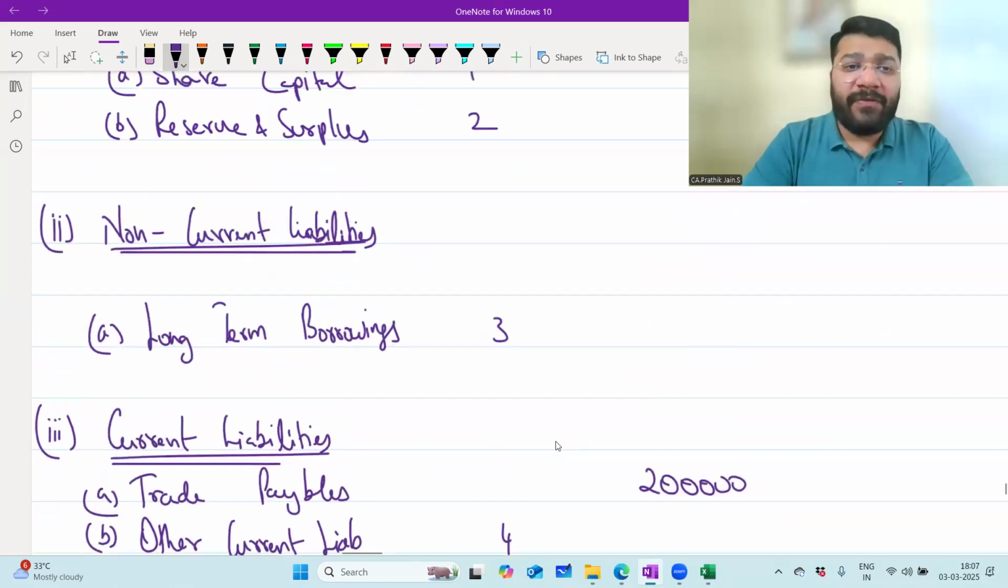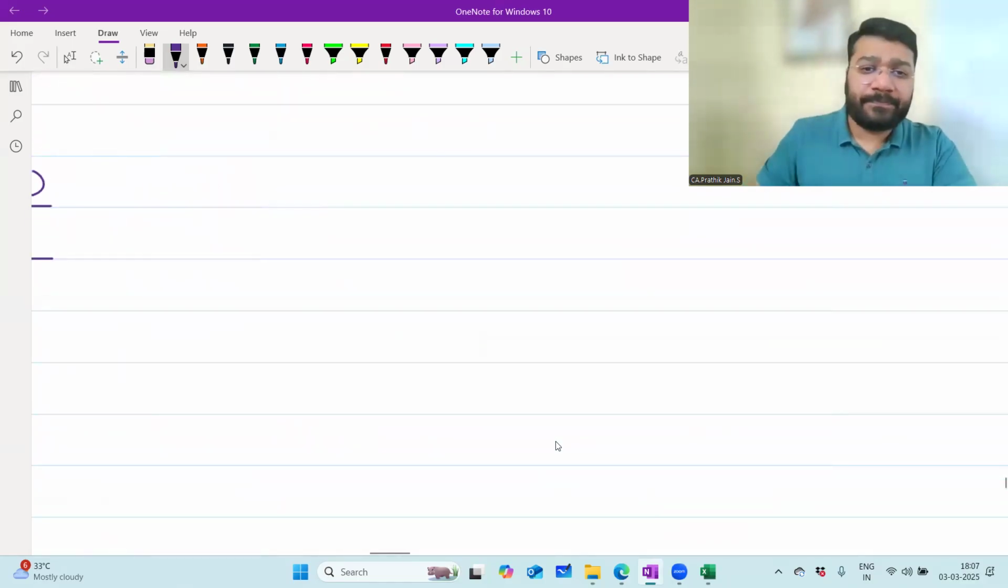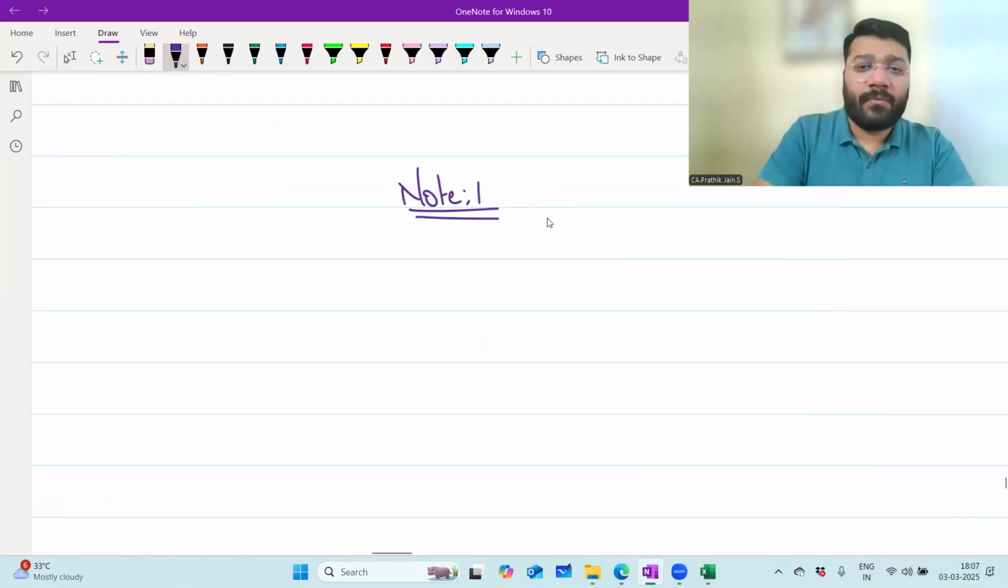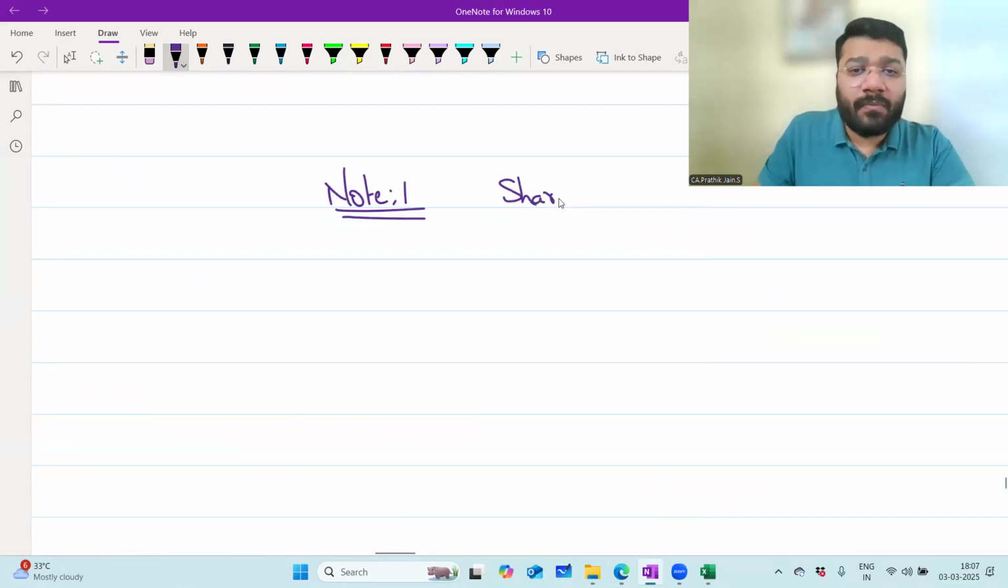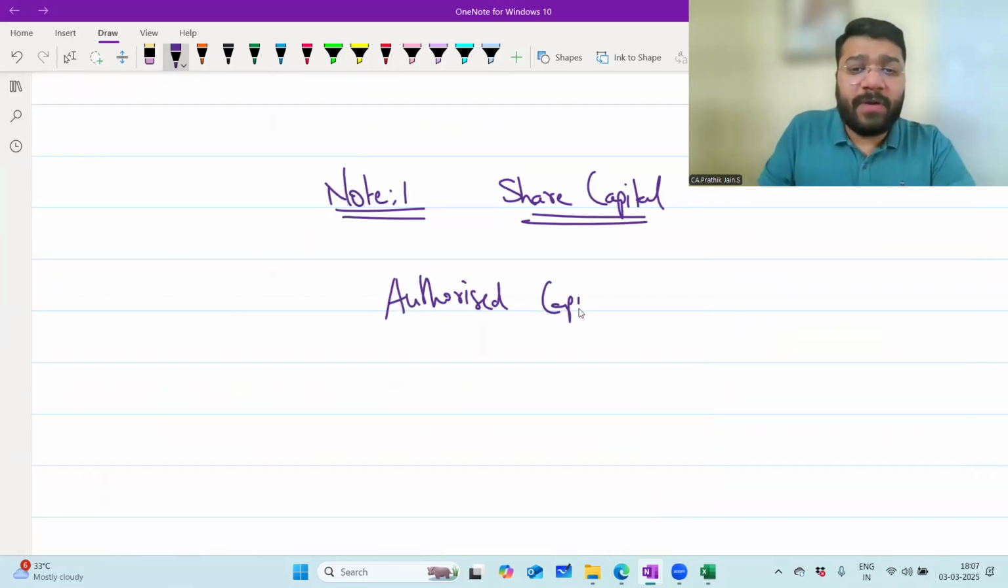Okay. Can we finish these notes first? Chalo, let's do note number 1. Share capital. Okay, what is the information here? Authorized capital. Do it fast. Description, please.